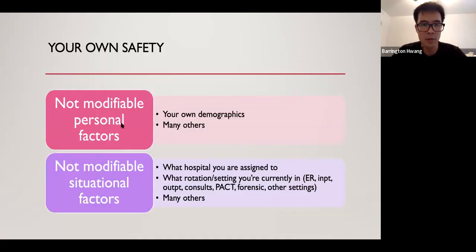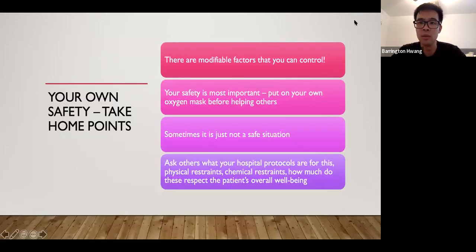Not modifiable factors are, I mean, kind of your own demographics at that time. And there are a lot of other not modifiable situational factors, like you're probably going to be on the rotation for at least a week or two, and you're probably going to have a certain set of rotations. This is not an exhaustive list, but is meant to get you thinking. Some stuff is modifiable, and you do have a little bit of control over that.